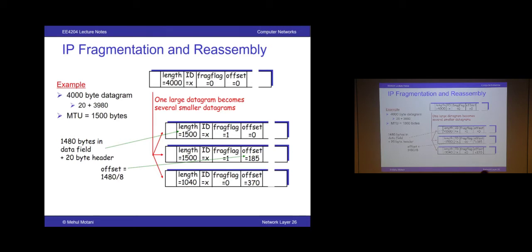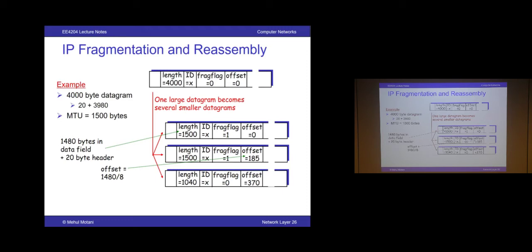I created a packet here, and this packet is of length 1,500. This packet is also of length 1,500. Now the question is, what's the size of this packet? How much payload did I have to begin with? We have a 4,000 byte packet originally, with 20 bytes of header. How much payload is there? Yes, 3980.